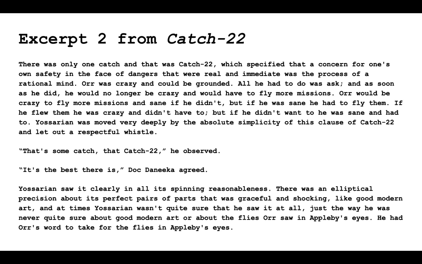"It's the best there is," Doc Daneeka agreed. Yossarian saw it clearly in all its spinning reasonableness. There was an elliptical precision about its perfect pairs of parts that was graceful and shocking, like good modern art. And at times, Yossarian wasn't quite sure that he saw it at all, just the way he was never quite sure about good modern art or about the flies Orr saw in Appleby's eyes. He had Orr's word to take for the flies in Appleby's eyes.